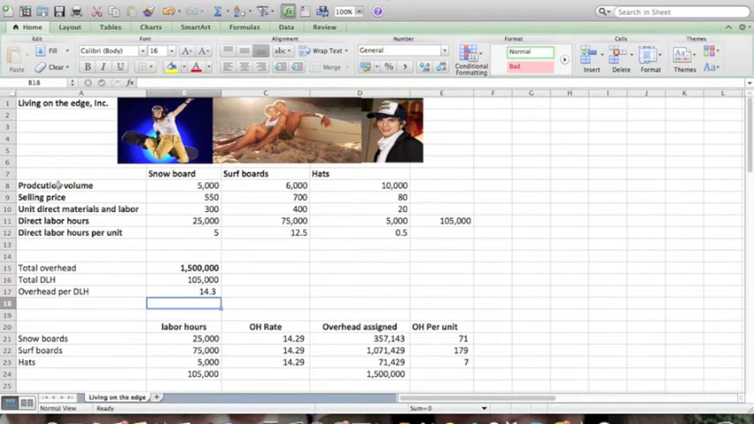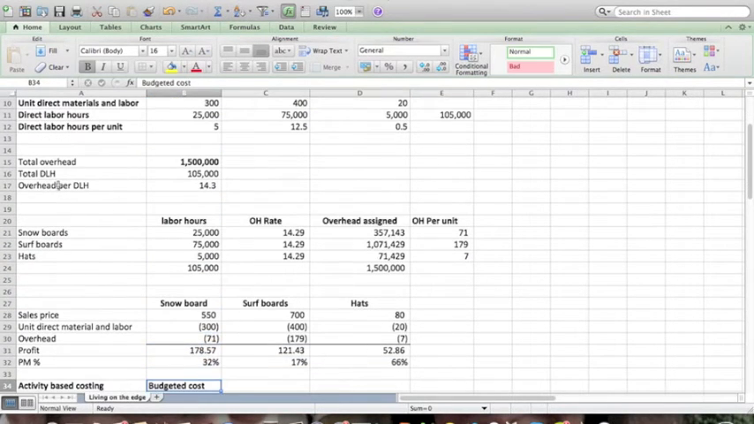So this can show me two things. First of all, what I'm trying to get to is the profit margin. So this is the volume-based profit margin here.